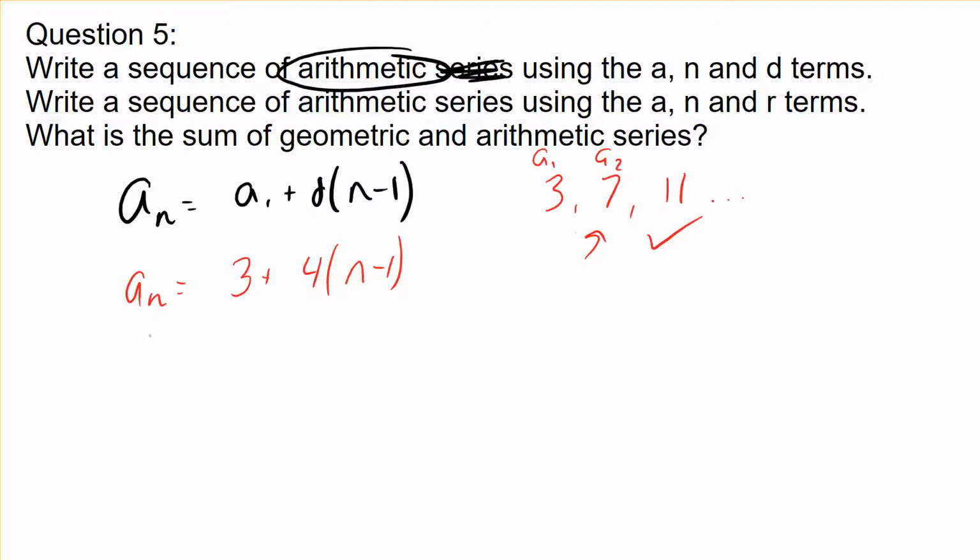So then I could find my 10th term. 3 plus 4 times 9, so I'm going to add 4 9 times, and that's going to get me 39, I believe, if I kept going plus, plus, plus.